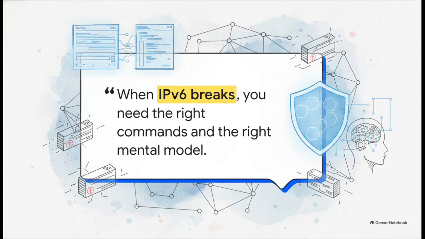So before we even think about typing a single line of code, we really have to recognize something crucial. Your legacy IPv4 troubleshooting instincts, yeah, they aren't always going to save you here. The source material is super explicit about this. When IPv6 breaks, you need the right commands, sure, but more importantly, you need the right mental model. It's not just about memorizing a new set of ping commands. It's about fundamentally understanding how IPv6 operates under the hood so your troubleshooting logic actually aligns with the protocol's design.